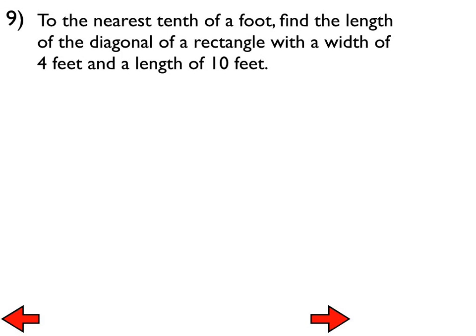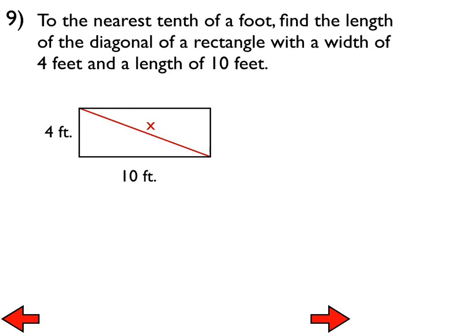Number 9, to the nearest tenth of a foot, find the length of the diagonal of a rectangle with the width. So you probably should draw a picture like the last one. The width is 4 feet. The length is 10 feet. You're trying to find the length of the diagonal. And if you couldn't tell by the wording, if you think about it right here, you have a right triangle. All rectangles have 90 degrees in the corner. Find how long that diagonal is.